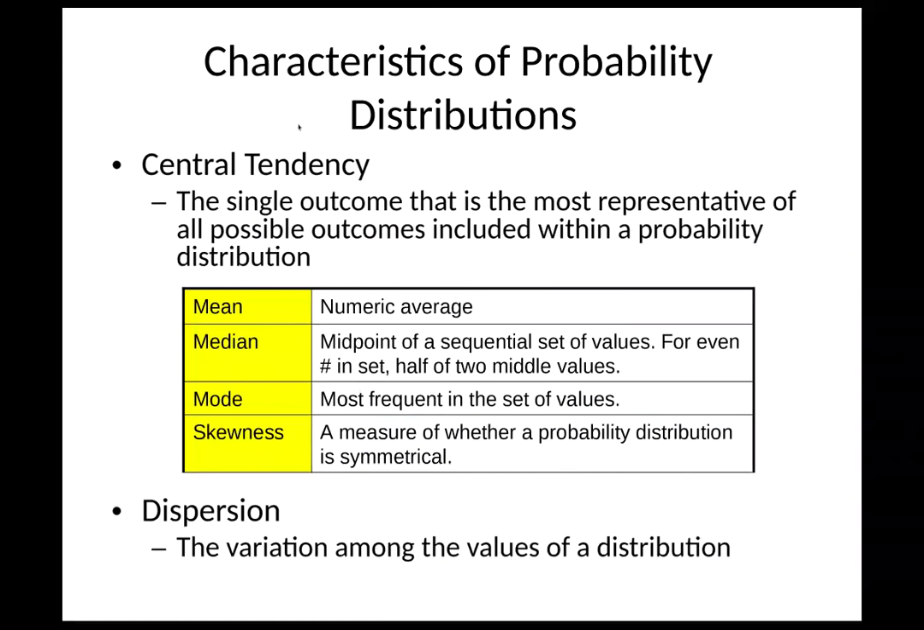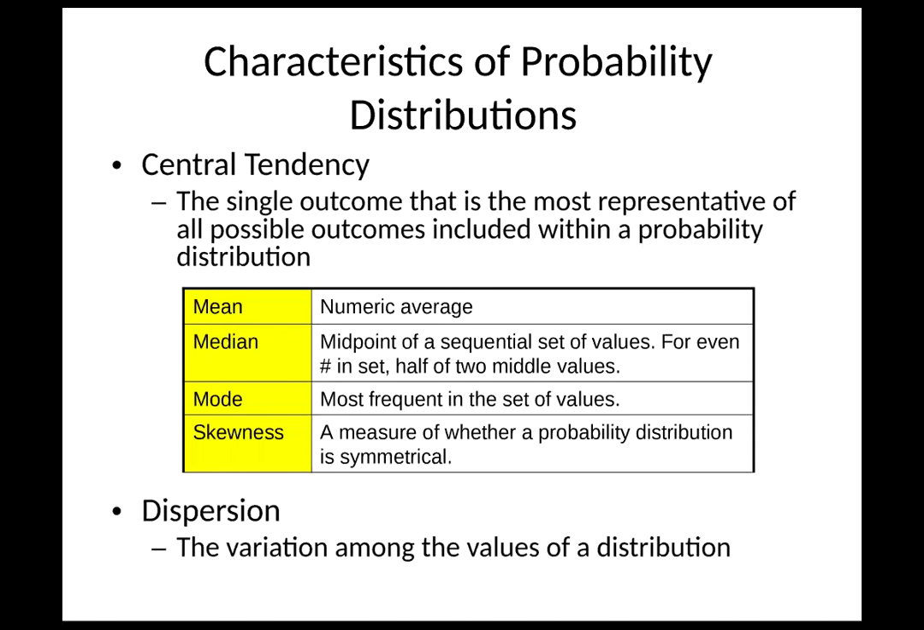Some of the other characteristics of probability distributions that you'll want to know. So central tendency, and be able to understand what that is. That the single outcome that is most representative of all possible outcomes included within a probability distribution. So we talk about central tendency, the mean, which would be the average, right, that we're used to looking at. The median, which would be the midpoint of a sequential set of values. For an even set, then you have the two middle values. The mode is the most frequent in the set of values.